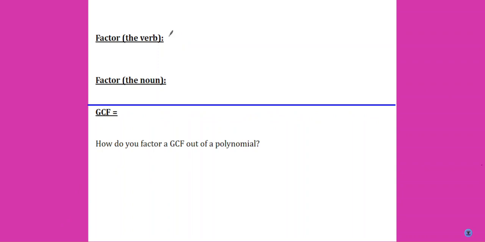Factor as a verb means to rewrite an expression as a product. And remember, product is when you multiply two things together.